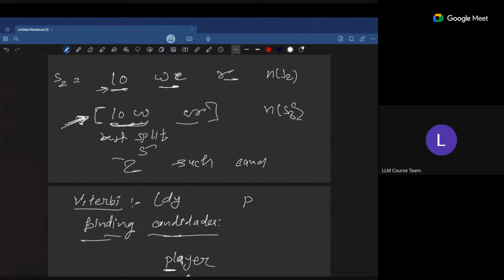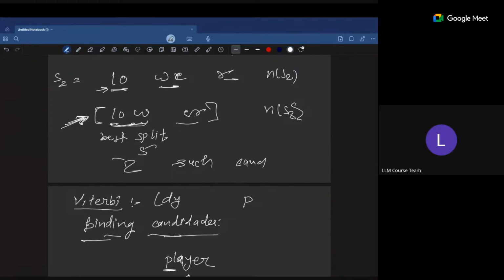Any doubt in SentencePiece? Any doubt in the SentencePiece algorithm? Okay, so I hope this is clear. If not, we can discuss it later as well. No issues.